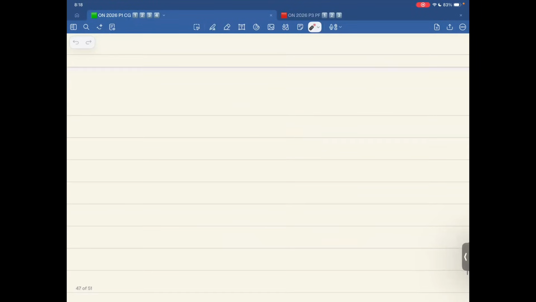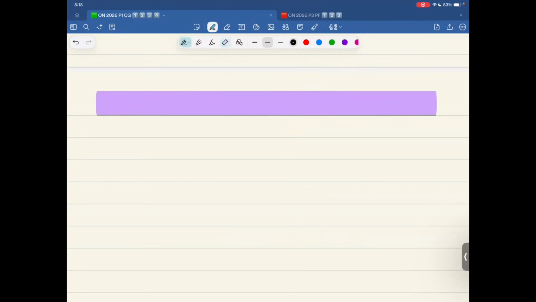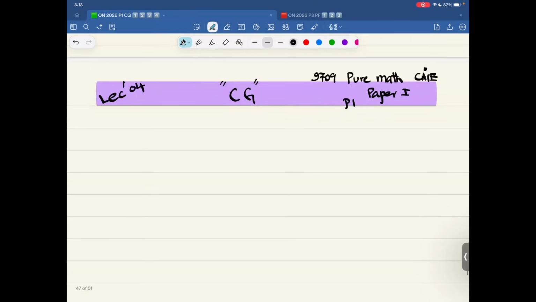So now let's start with lecture number 4. So lecture number 4 of coordinate geometry. So this is lecture 4. CG stands for coordinate geometry. This is pure math, paper 1 of the 9709 CAIE syllabus. And this is a P1 paper. Okay, so this is lecture number 4.